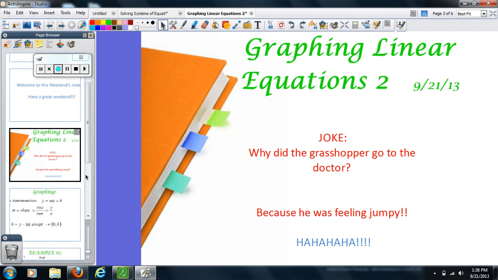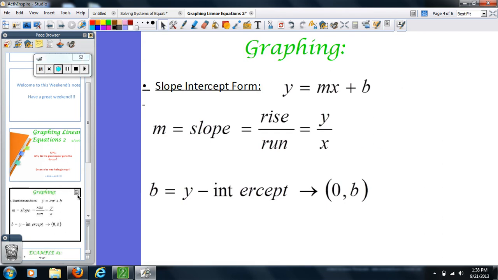So today we're going to call this graphing linear equations 2. Let's go back over these formulas again because these are really important. So plan on having a quiz next week covering some of the formulas that we've been looking at.